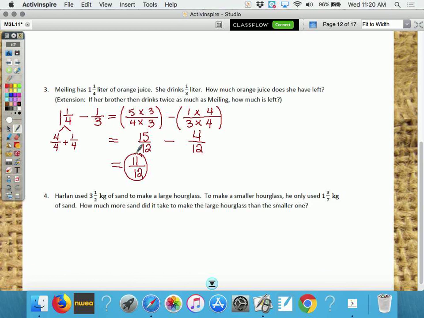Okay, so very close to 1 liter. Now, what would happen if her brother then, after she drinks 1/3 liter, he drinks twice as much as her? Double it. So which one are we going to double? 1/3, okay? So we have 11/12 left minus 2/3 equals.